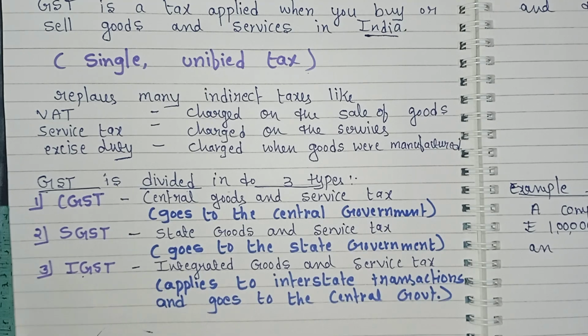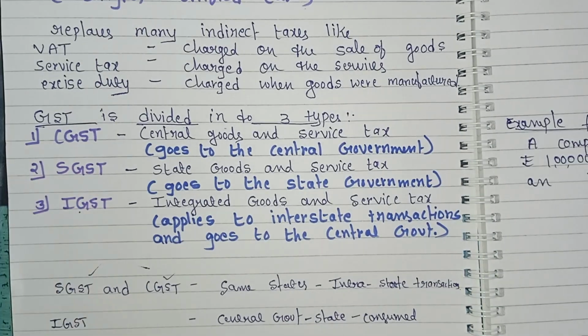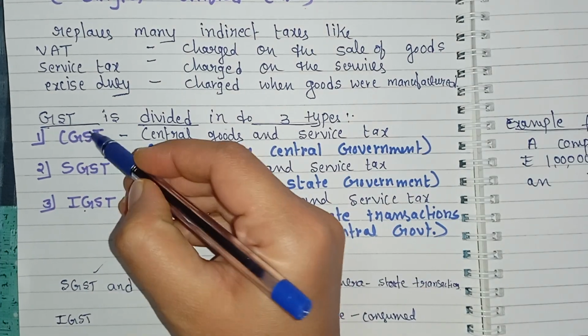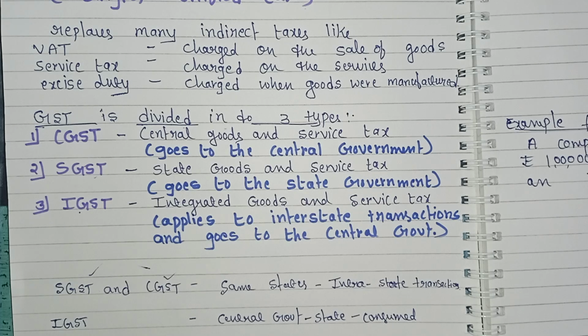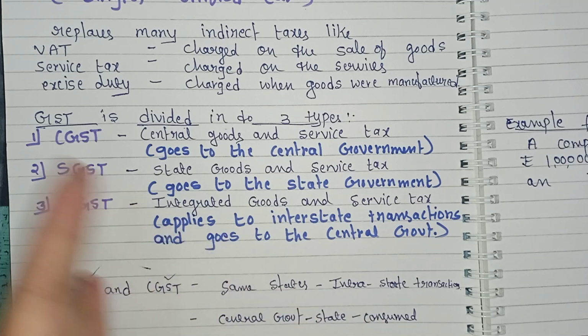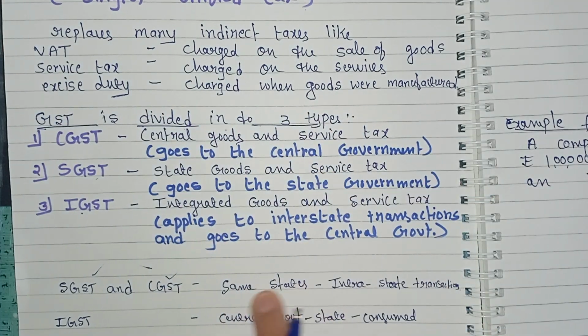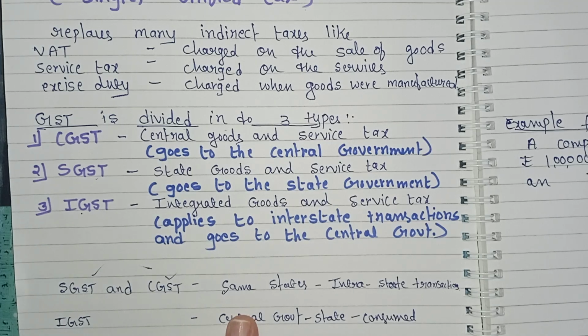Now I will explain what CGST, SGST and IGST are. First, we will take SGST and CGST. SGST and CGST are charged when goods or services are sold within the same state.